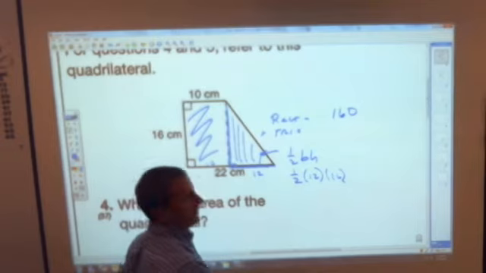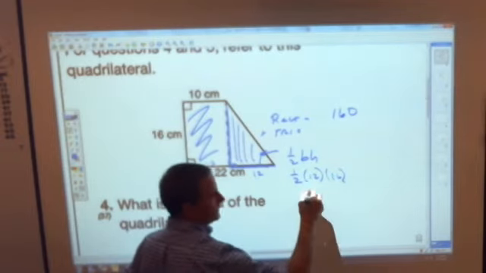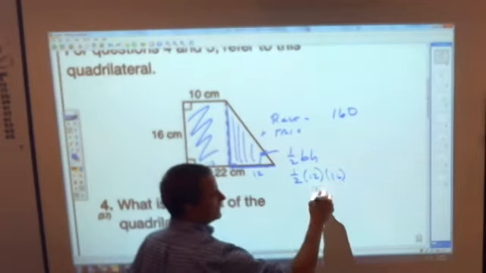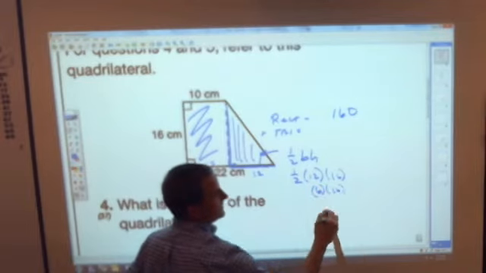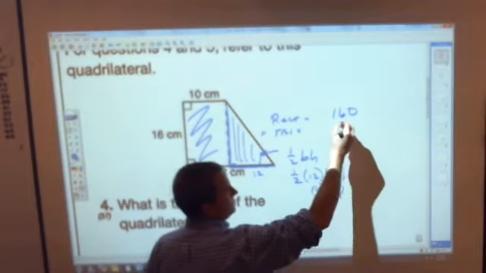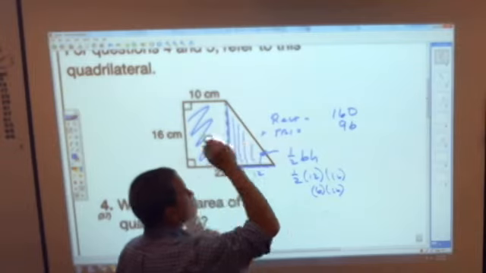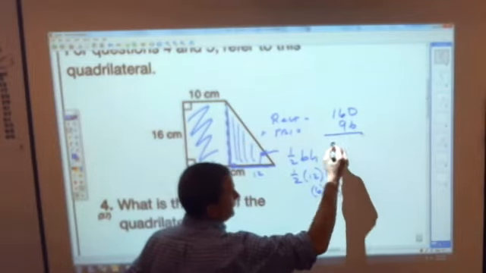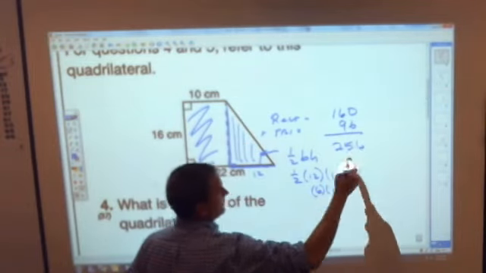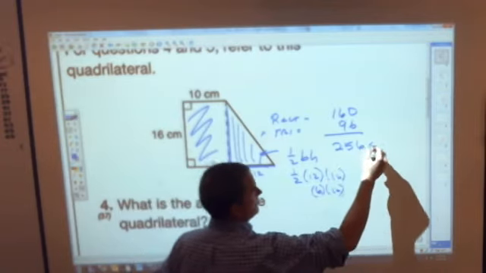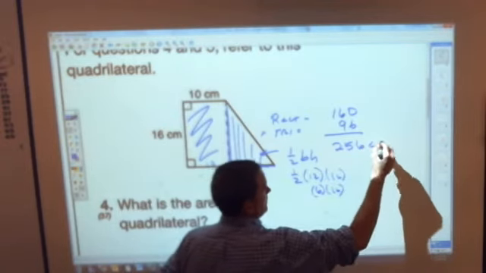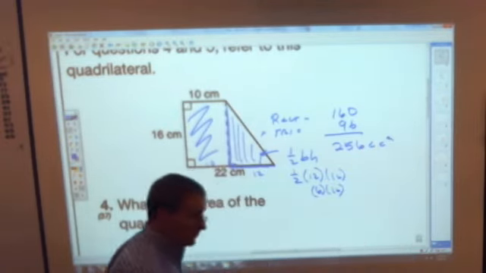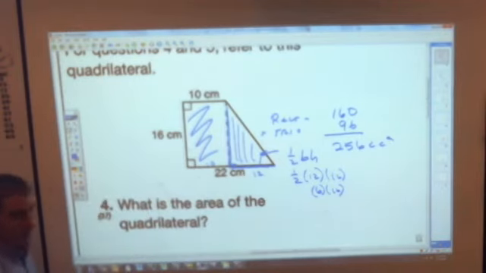Doesn't matter which one you cut in half. You could take half of 12 and get 6. 6 times 16 is 96. You add the 96 of the triangle to the 160 of the rectangle, 256 centimeters squared. And we might as well talk about the perimeter of that.